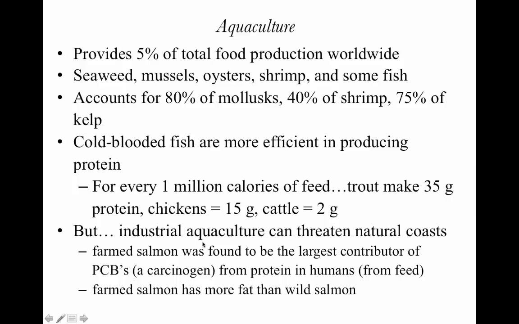Industrial aquaculture can threaten natural coasts. The farmed salmon was found to be the largest contributor of PCBs from protein in humans, and it comes from what the fish are fed. PCBs are a carcinogen, something that causes cancer, and if it's present in humans, there's a good chance that it's coming from salmon which was raised on a fish farm. And wild salmon would tend to be healthier because it has a lower fat content.